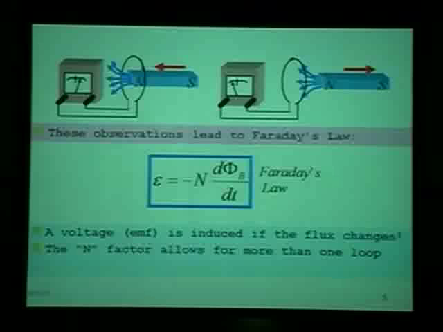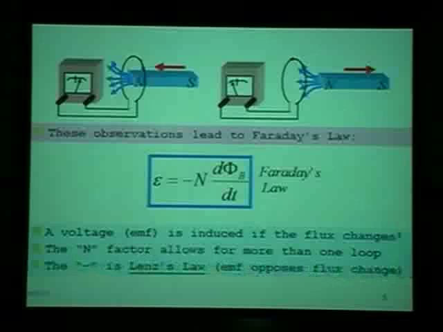Then the N factor allows for the fact that you could have more than one loop. And the negative sign is Lenz's law. The negative sign means that nature is opposing the change. So you have a flux going on, and the induced voltage is because it's opposing that change. And that little negative sign has Lenz's name on it. So all you have to do is say, oh, man, put that negative sign out front, get the law named after me. Lenz's law. So Faraday got the full law, and Lenz got that negative sign. That's his point.